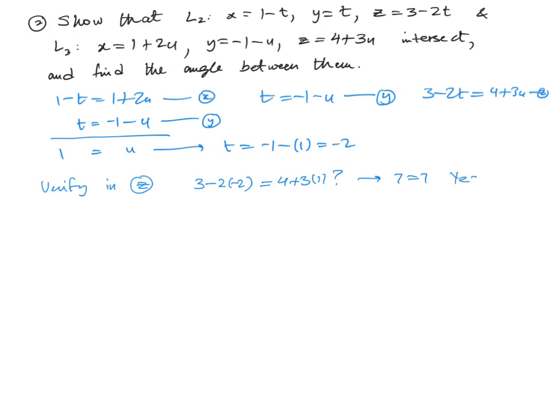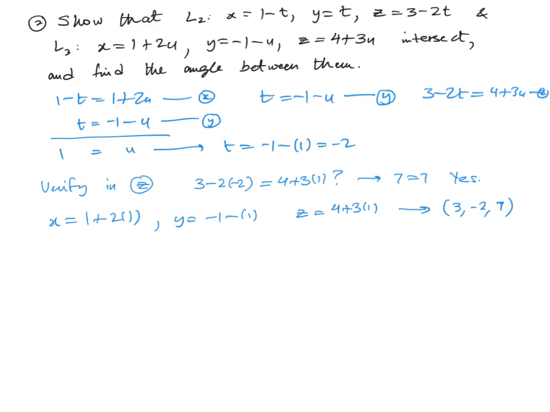So yes. So we now know t equals negative 2 and u equals 1 is where the two lines are going to intersect, but those are not the x, y, and z coordinates. So I've got to plug one or the other in, doesn't really matter. Let's go ahead and plug the u back in. So x equals 1 plus 2 times 1. Y equals negative 1 minus 1. And z equals 4 plus 3 times 1. So we end up with the point 3, negative 2, 7 as the point of intersection.